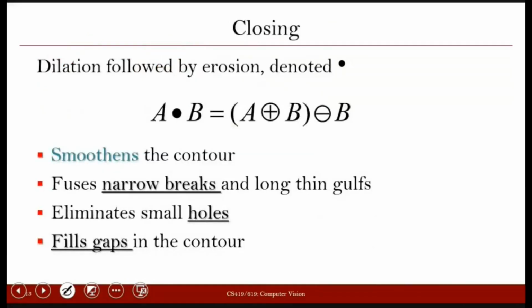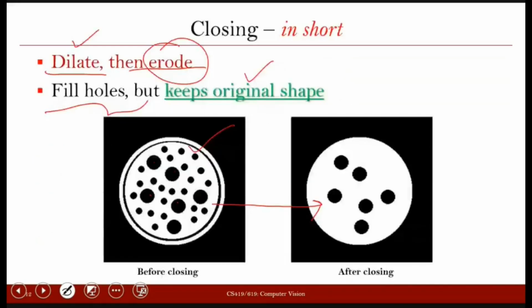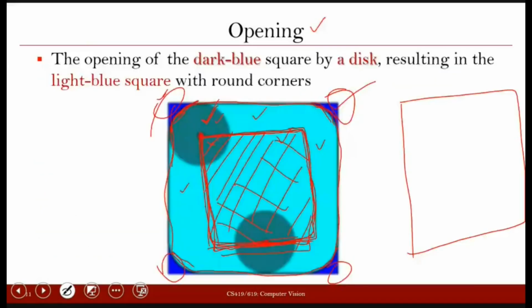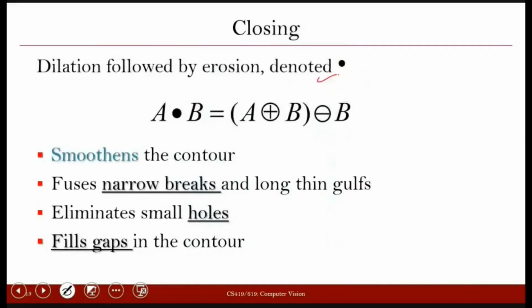Formally we can define, and please remember for opening we normally use this symbol, and for closing we use this symbol, that means this solid dot. And as we said, closing is nothing but dilation followed by erosion. So let's say we are performing closing on object A or on image A using a structuring element B. With the help of B, first A will be dilated, and then whatever output we get, we will again use the structuring element B to erode it.